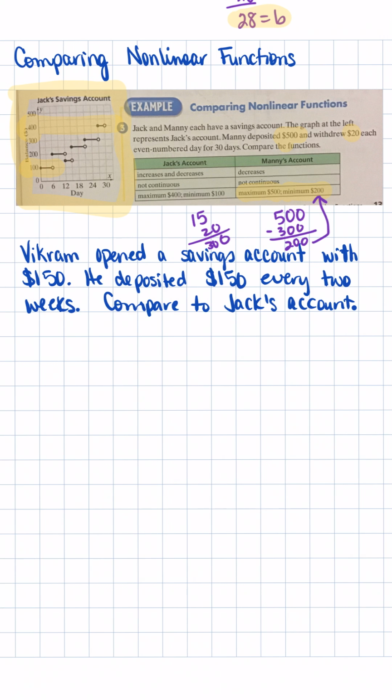Okay, so Vikram opened a savings account with $150. He deposited $150 every 2 weeks. Compare it to Jack's account. So this one is going to increase, right? It said nothing about taking money out. It just said it was going to deposit. So it's going to increase every 2 weeks. So that is continuous.